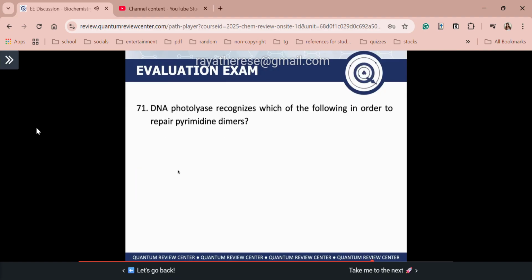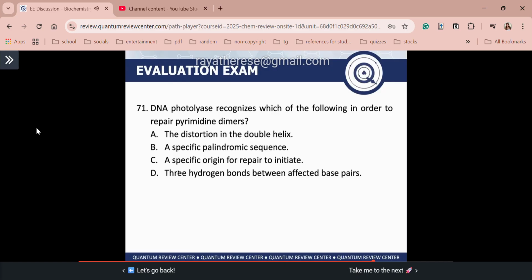So this is about the repair mechanism in our DNA replication. DNA photolyase recognizes which of the following in order to repair pyrimidine dimers? Is it A, distortion in the double helix, B, a specific palindromic sequence, C, a specific origin for repair to initiate, or D, 3 H bonds between affected base pairs? Let's discuss. For letter D, this is incorrect. Class, your pyrimidine dimers involve thymine or cytosine. So they normally have 2 hydrogen bonds, not 3, okay? So again, the dimer formation disrupts normal hydrogen bonding. Again, it's not 3 hydrogen bonds. Rather, for pyrimidines, we have 2 H bonds.